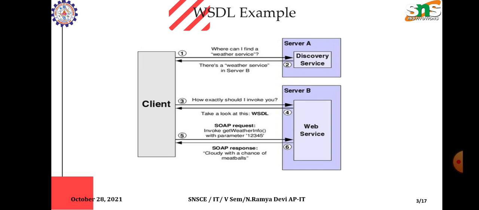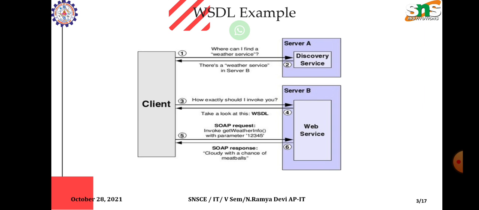And this is a WSDL example. In this example, the client asks where it can find a weather service. The client needs the weather of a particular city and does not know where to find the weather service. So the discovery service replies that there is a weather service in server B. So how exactly should I invoke you?